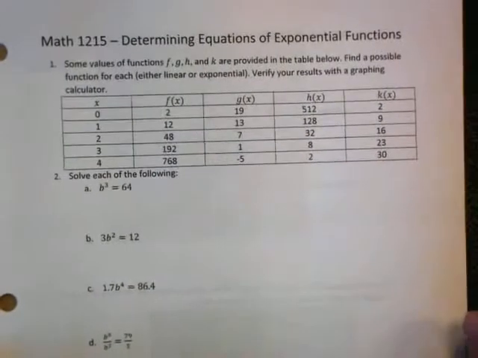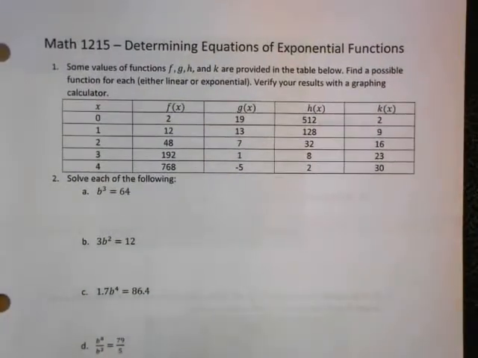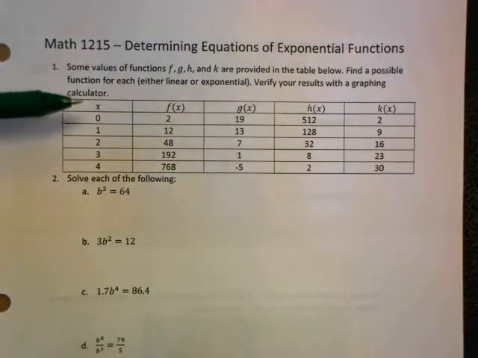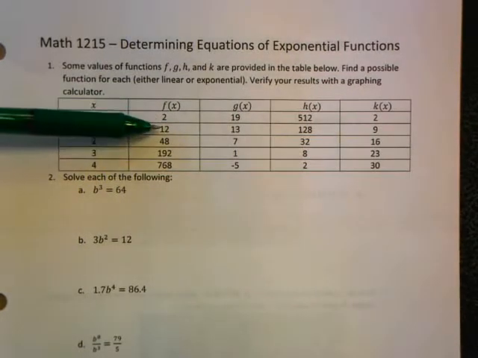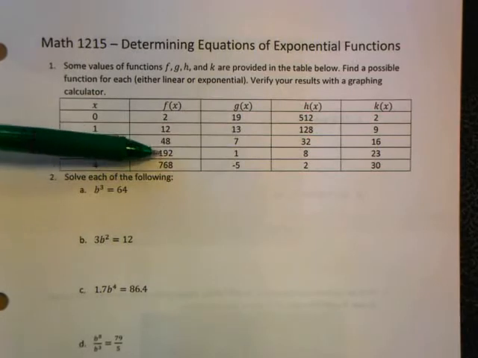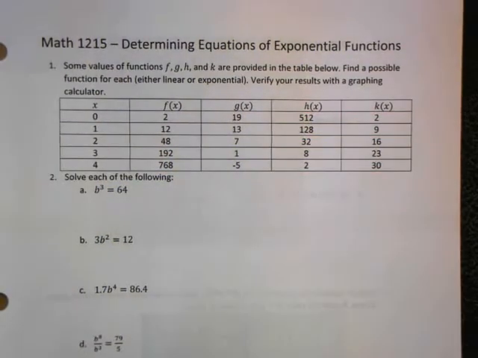Okay, so we have a big table here, and we have some functions. And it says some values of functions f, g, h, and k are provided in the table below. Find a possible function for each, either linear or exponential. Verify your results with a graphing calculator. Okay, so our x numbers are 0, 1, 2, 3, 4 for all the functions. And then we have this function, 2, 12, 48, 192, 768. We're supposed to decide if that's a linear function or an exponential function.